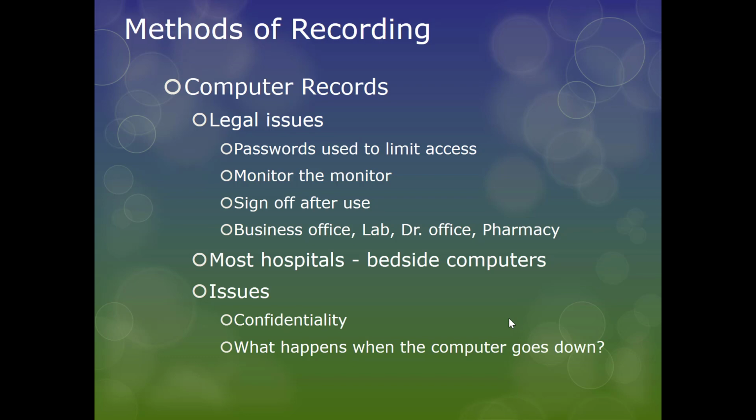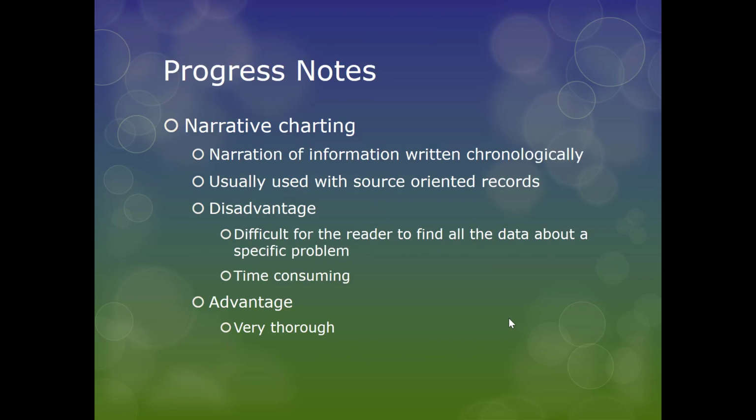And then you always have to go back to what happens when the computer goes down, because computers never go down. I mean, of course they go down. So even though we have these wonderful computers and they do a lot of great things for us, the bottom line is you still have to know how to chart by hand. So narrative charting is a form of charting that is more of a handwritten out version. It's not a checklist. It's not a flow sheet.